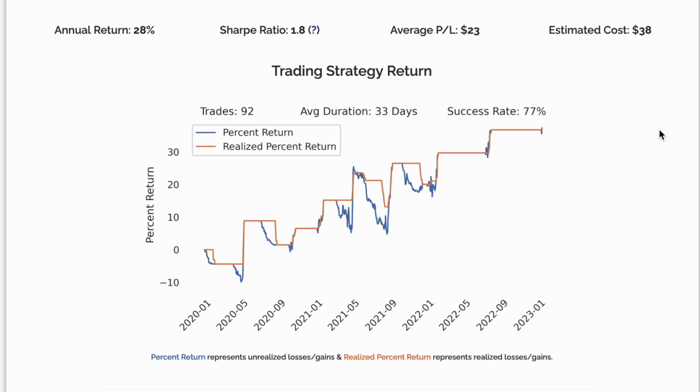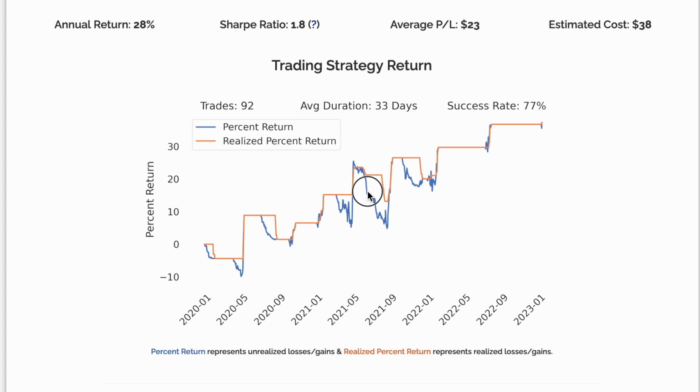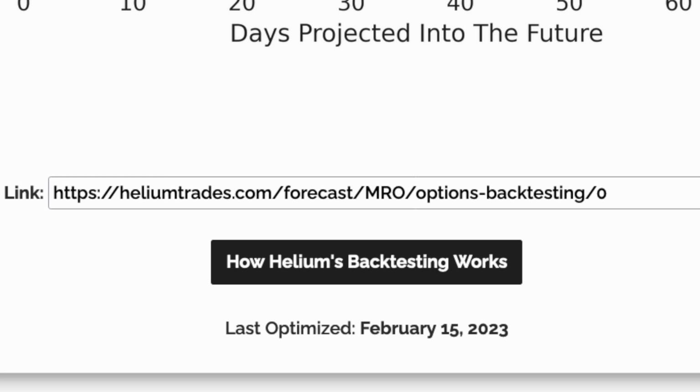Backtest bias is the ability to fool yourself into thinking that you have a profitable strategy, when in fact you do not. To battle backtest bias, Helium tries to optimize for trading strategies with a variety of features like high annualized return, small drawdowns, consistent returns over time, a large number of trades, and small standard deviation of returns. Interested in diving deeper? Click the How Helium's Backtesting Works button.